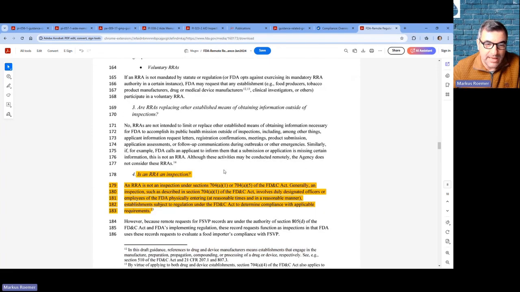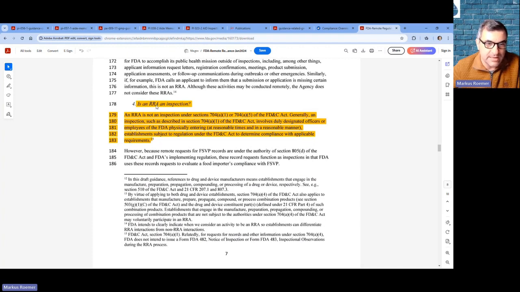But the US FDA is as clever as the EMA: a remote regulatory assessment, RRA, is not an inspection under section 704 of the Act. Generally, an inspection such as described in section 704 involves duly designated officers or employees, so investigators, of the FDA physically entering, at reasonable times and in a reasonable manner, not at 4 in the night, establishments subject to regulation under the FD&C Act to determine compliance with applicable requirements. This is how it is.